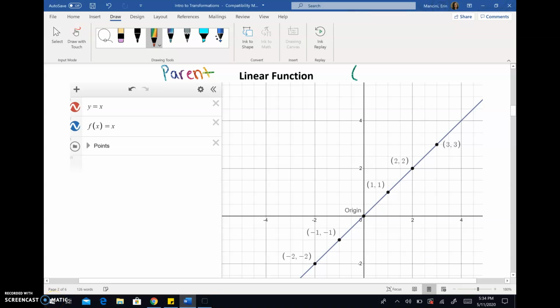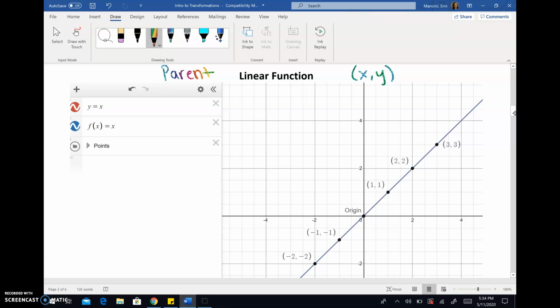And as a reminder, we always write our points, you'll see throughout this video, x goes first, y goes second. So it's your x coordinate, y coordinate. And since the rule says y equals x, the x coordinate is equal to the y coordinate. They're all the same. So we've talked about linear functions. I'm not going to spend a lot of time on that, but that is the parent linear function.